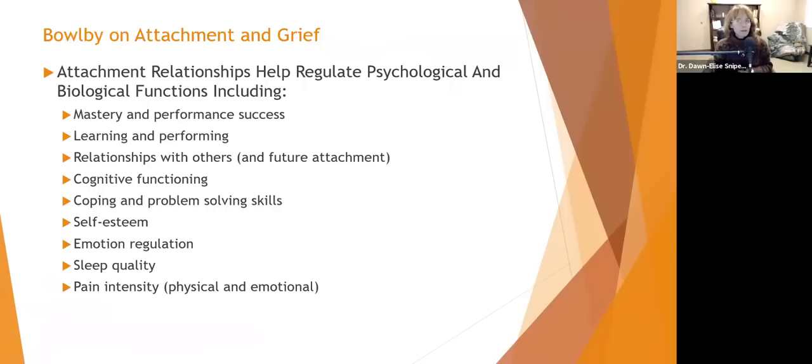Sleep quality is improved because when we feel secure and safe, guess what? We can rest easier. And pain intensity. Interesting. But remember that pain intensity is connected to, in part, serotonin levels. And when we're not getting sufficient sleep and when our HPA axis is activated, serotonin is really not in high supply at that point. So our pain perception may be more intense. All of these reasons are why a good initial attachment is so important.